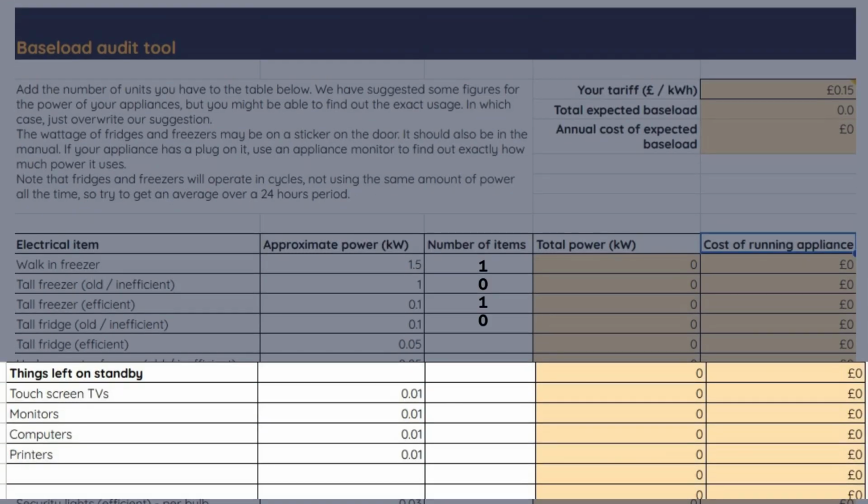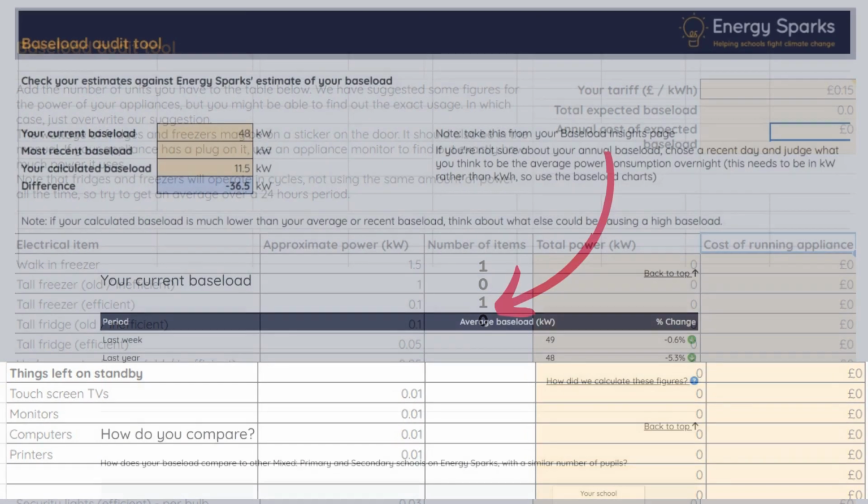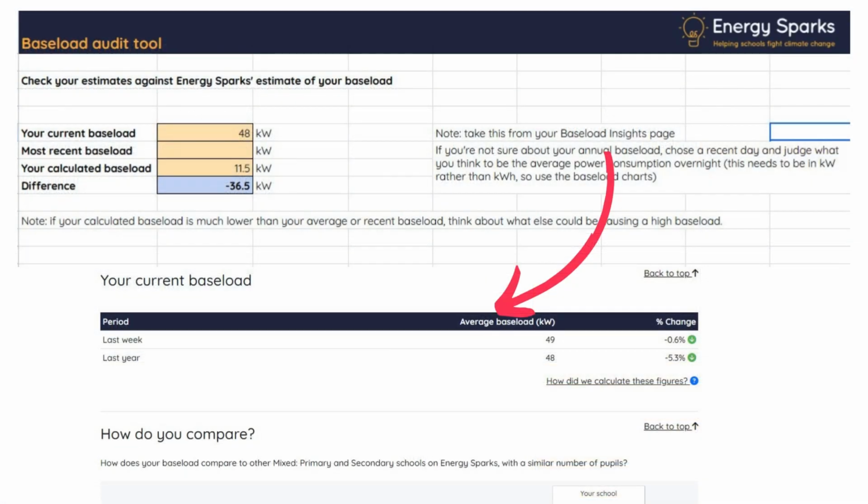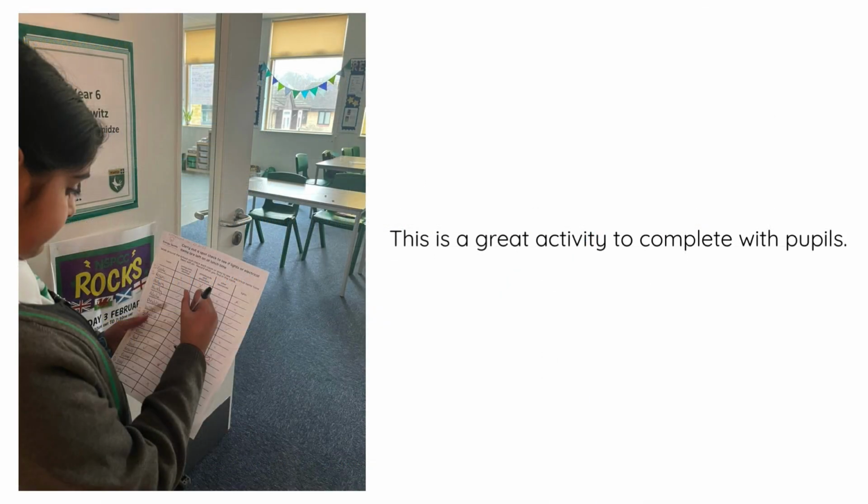Then count up all the things you think should be left on standby. Assuming these are newer than 2013, they should only use a small amount of power, but having a lot of these things will all add up. The spreadsheet will calculate what you think your baseload should be. How does it compare to the baseload Energy Sparks is reporting? What else could be missing from your calculations?